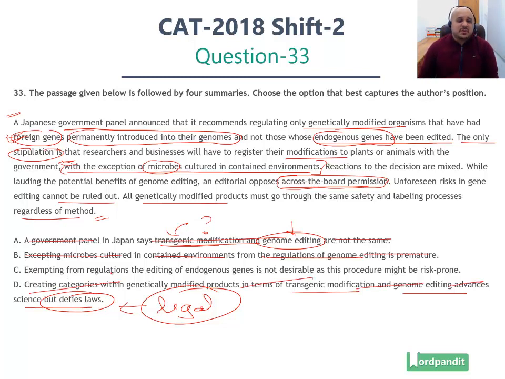Option number C, exempting from regulations the editing of endogenous genes is not desirable as this procedure might be risk prone, which is exactly what is stated in the second half of the paragraph. The first half of the paragraph tells us what the action is, and the second half of the paragraph tells us that this action might be risky, it might have some risks. Also look at how this option has been phrased. It says might be risk prone. So the option itself uses a very diplomatic method of communicating which is not too extreme in nature and perfectly fits the content of the paragraph. Hence, option number C is the correct answer here.